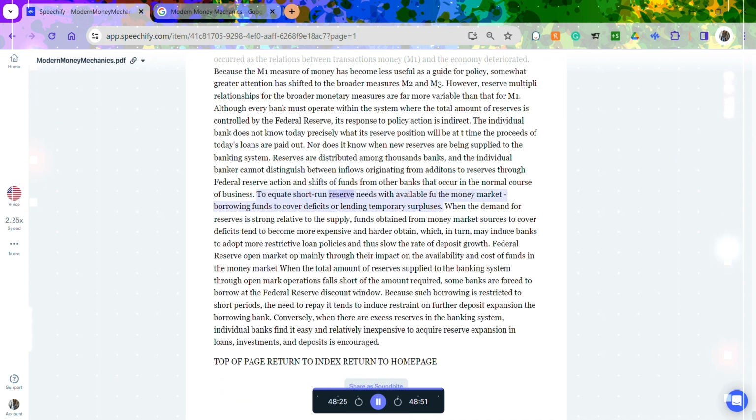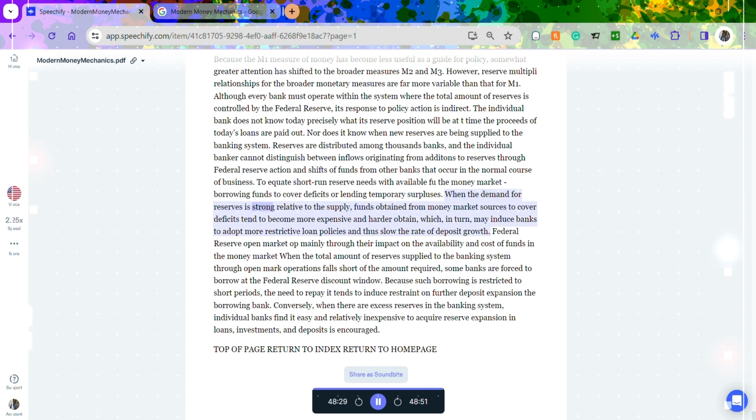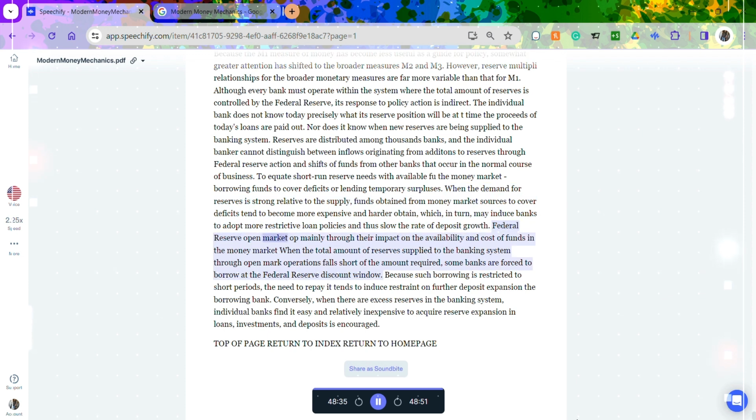To equate short-run reserve needs with available reserves, banks turn to the money market, borrowing funds to cover deficits or lending temporary surpluses. When the demand for reserves is strong relative to the supply, funds obtained from money market sources to cover deficits tend to become more expensive and harder to obtain, which, in turn, may induce banks to adopt more restrictive loan policies and thus slow the rate of deposit growth. Federal Reserve open market operations work mainly through their impact on the availability and cost of funds in the money market.